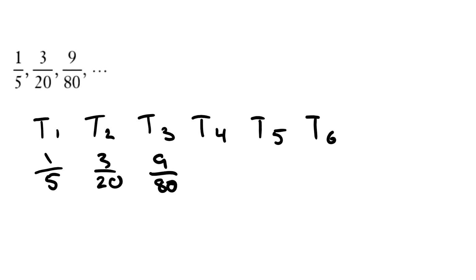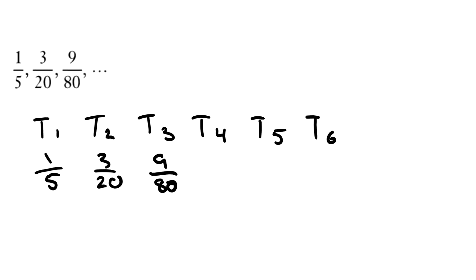So let's have a look here. How do I get from the 5 to the 20? Well, we know we're going to times that by 4. What about the 1 to the 3? Well, we're going to times that by 3. How about going from 20 to 80? Times 4. And then the 3 at the top to 9, times 3.